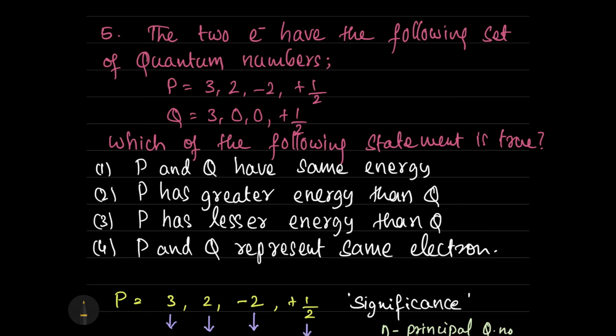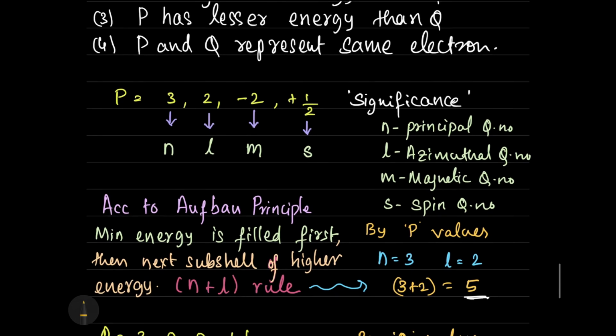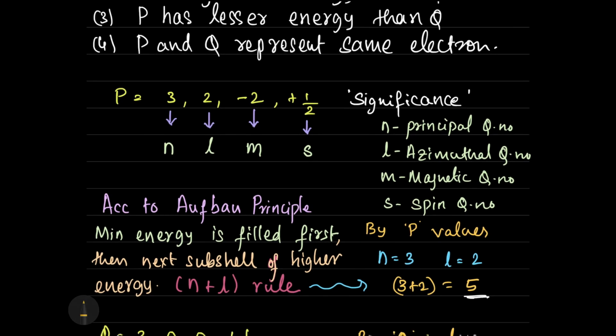What do you mean by P and Q? These are the two sets of quantum numbers. There is some significance to this. Here, P is equal to 3, 2, minus 2, plus half. What does this represent? 3 represents the principal quantum number n. The 2 represents l, the azimuthal quantum number. Minus 2 represents m, the magnetic quantum number. Plus half represents the spin quantum number.